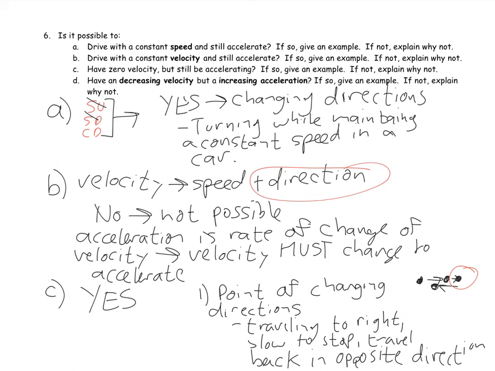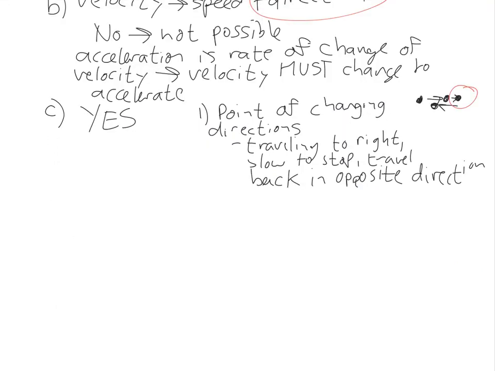As we're traveling to the right and slowing down, we're getting slower, we're getting slower, we're getting slower. At this point right here, right before we start traveling the opposite direction, we have to basically go through 0. We have to have that instant where we are not actually moving, but during that time we are still accelerating.